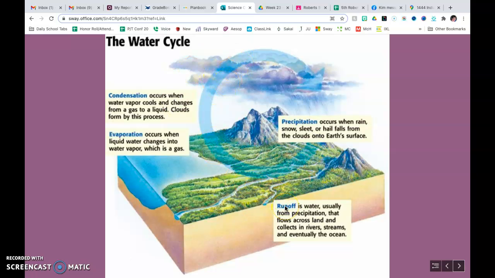And then, of course, runoff is the water, usually from the precipitation that falls, that flows across the land, collects in the rivers and streams, and then eventually ends up in the ocean.